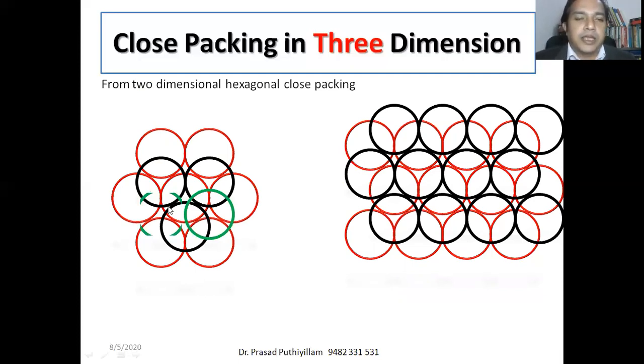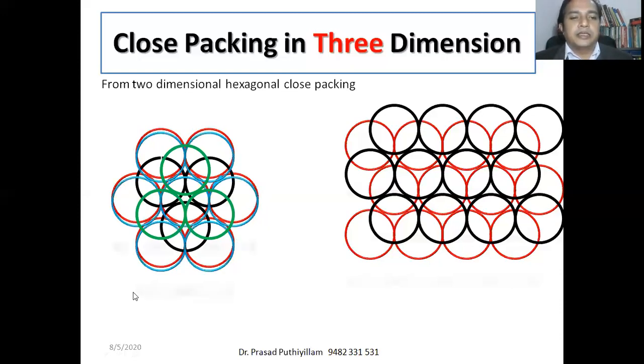Here it is creating an octahedral void. Okay, so that is the difference. So this is the C type arrangement. The A type arrangement is in red color, the B type arrangement is indicated in black color, and the third type is green color. Then above that, another A type. Therefore I can say it is an A type arrangement.